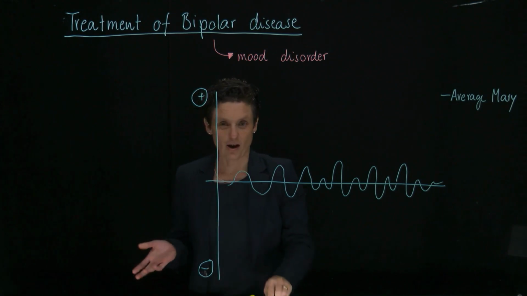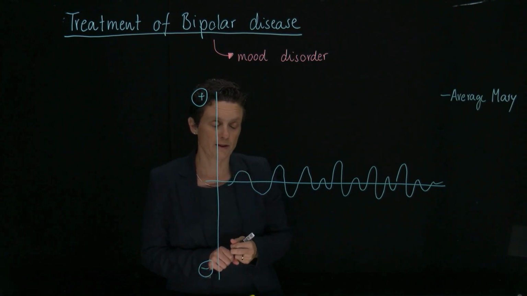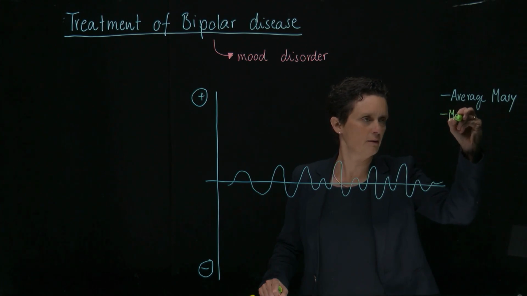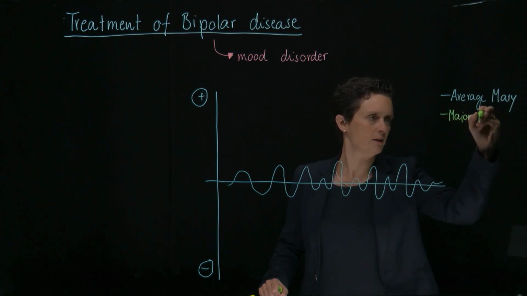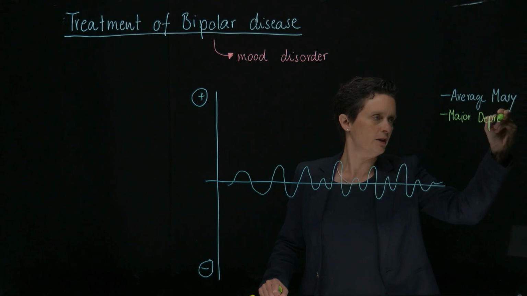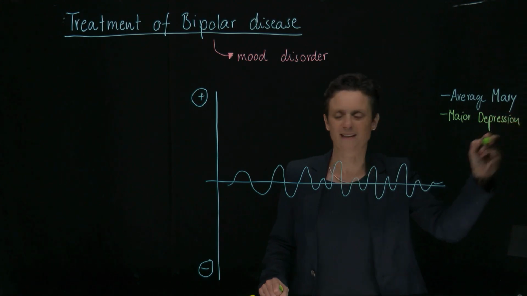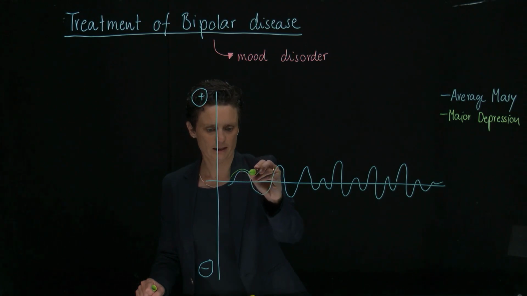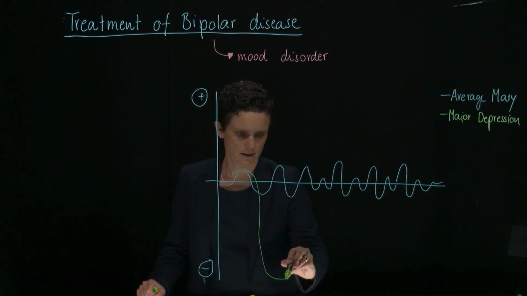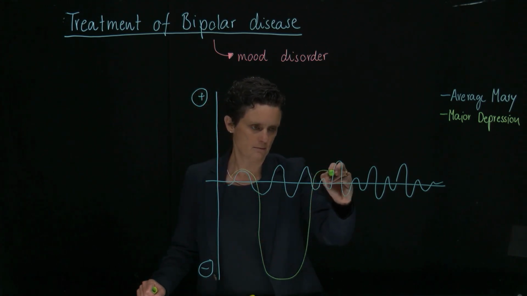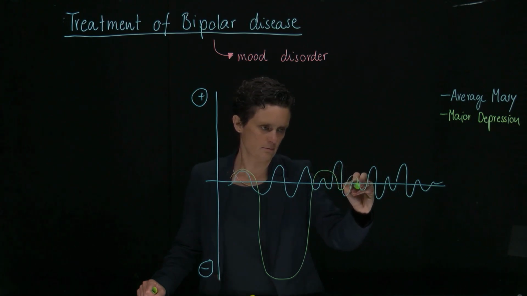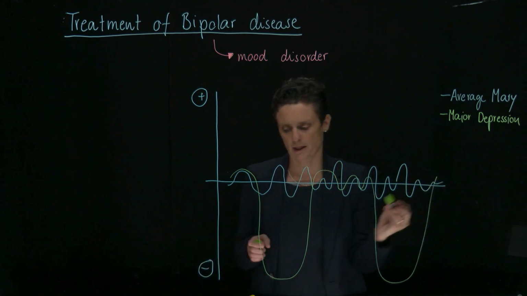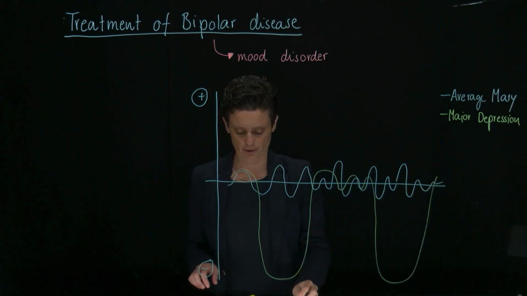Okay, now how does someone look with major depression? Let's do this in green, major depression. There are prolonged episodes of depressed mood. So we're going to see something like this. That's what major depression would look like.